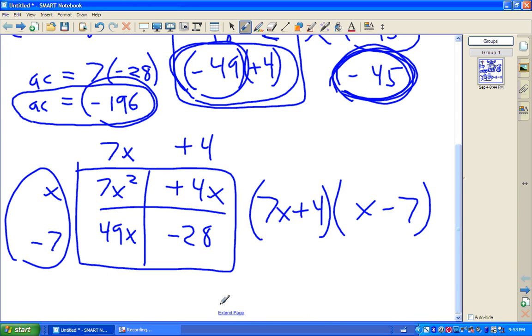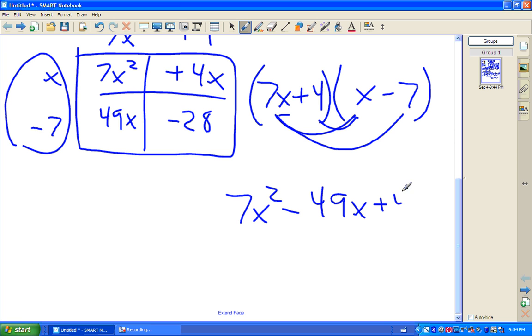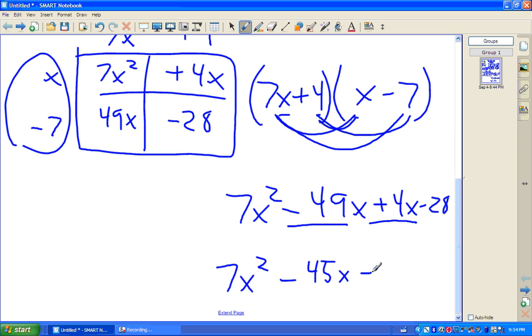But this should work. If I do a FOIL of this, I'm going to get 7x squared outside. I'm going to get a minus 49x. The 7 times the 7 gives me the 49. Don't forget the x there. Now I do the inside, plus 4x. Do the outside, minus 7 times plus 4, and I get a minus 28. There's my answer, because this plus this actually gives me the original polynomial. Minus 49 plus 4 gives me a minus 45x minus 28. That's how this works. My answer checks.